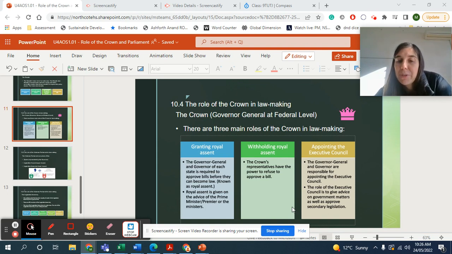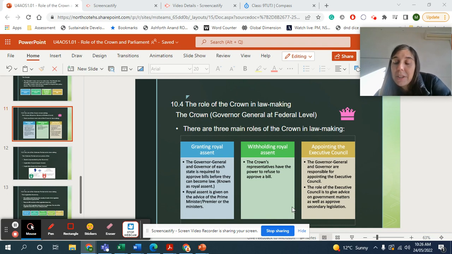The second role of the Governor General could be to withhold royal assent. If the Governor General felt that the bill didn't satisfy or really show representation of Australia, then they could refuse to turn that into legislation. It doesn't happen very often, but there is the potential to have those powers. The last role of the Governor General is to appoint what is known as the Executive Council.